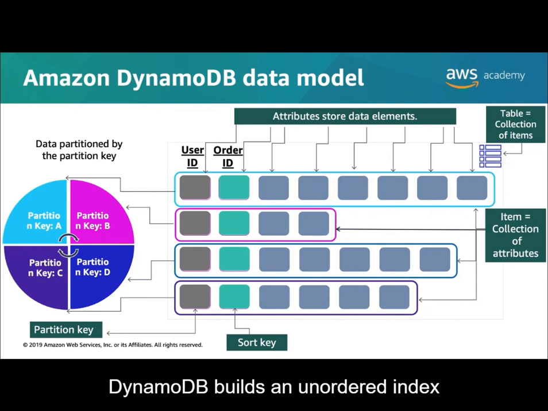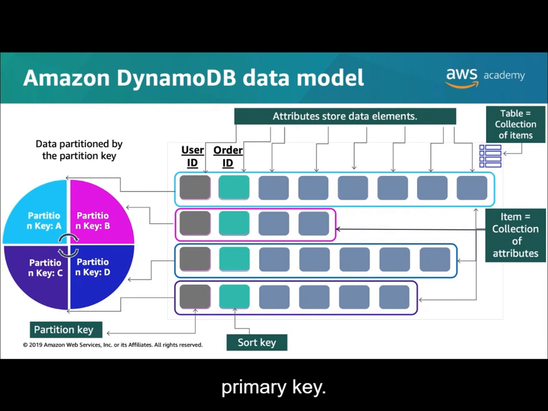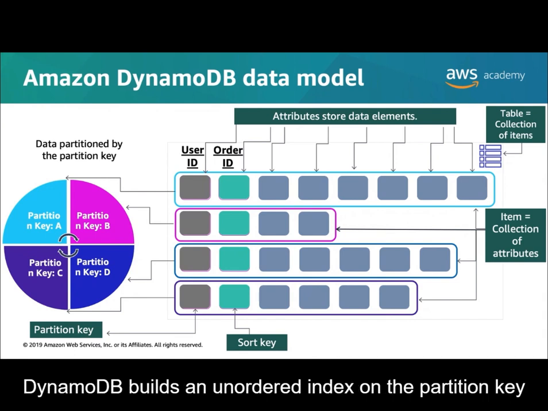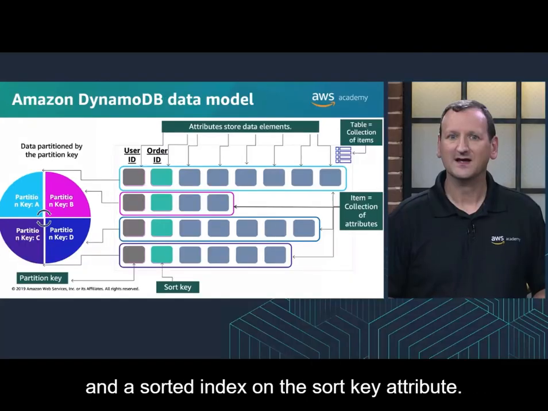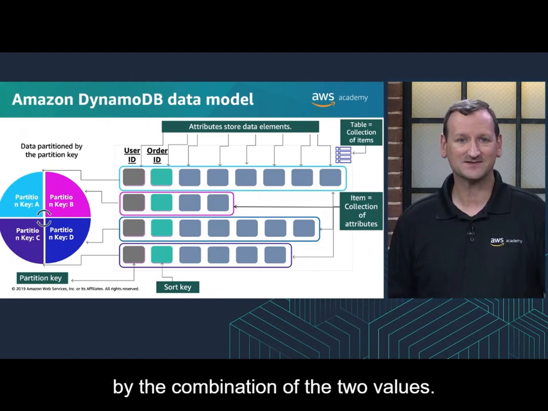DynamoDB builds an unordered index on this primary key attribute. Each item in the table is uniquely identified by its partition key value. Secondly, you can also have a partition and sort primary key. This primary key is made of two attributes. The first attribute is the partition key attribute, and the second attribute is the sort key. DynamoDB builds an unordered index on the partition key and a sorted index on the sort key attribute. Each item in the table is uniquely identified by the combination of the two values.